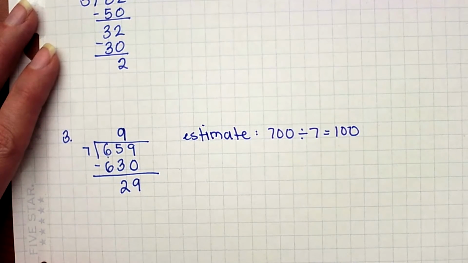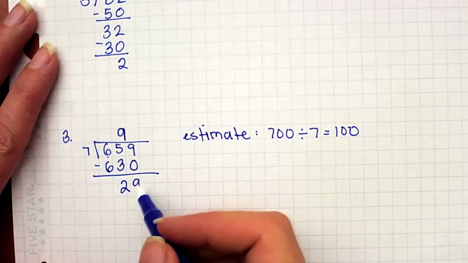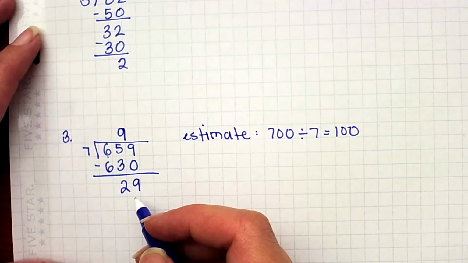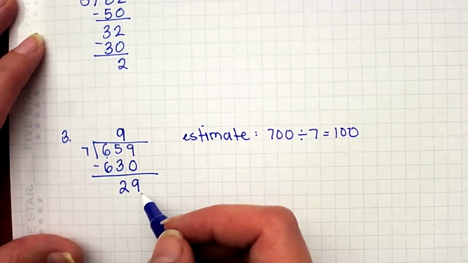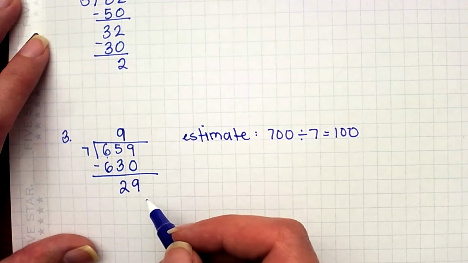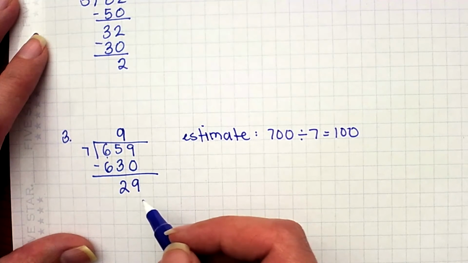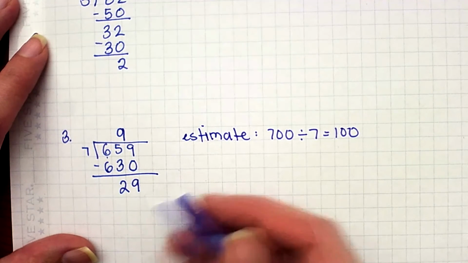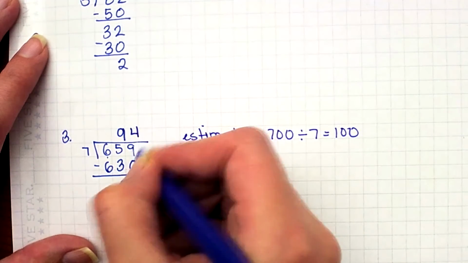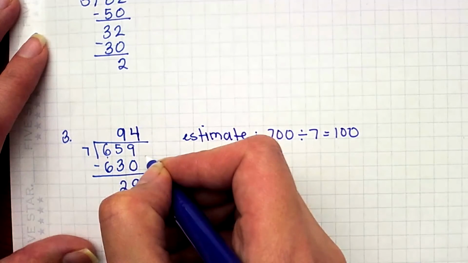Now I know that 7 times 3 is 21, 7 times 4 is 28, and then 7 times 5 is 35. That's too far, so I can't go up that high. So I'm going to stick with 7 times 4. I'm going to write that 4 over the ones place because that's the digit that I'm working with right now.